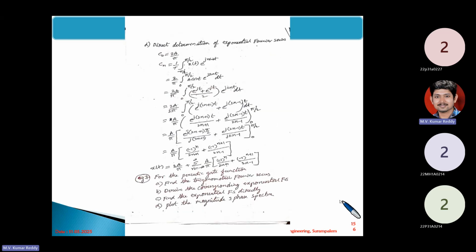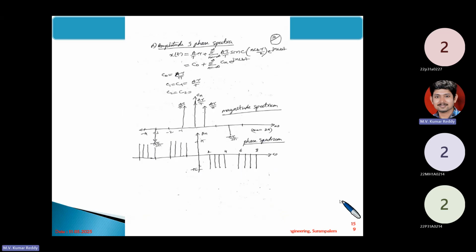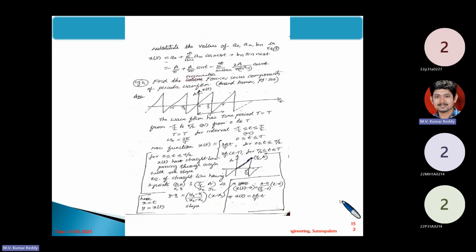In unit 3 part 1, you have Fourier series. In Fourier series, properties are very important. After properties, the Fourier series, that is the trigonometric one, that is this one.